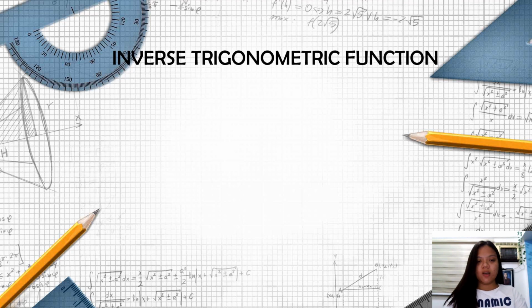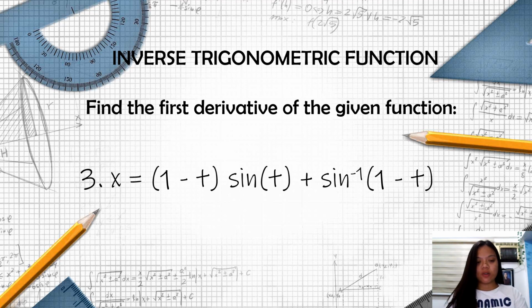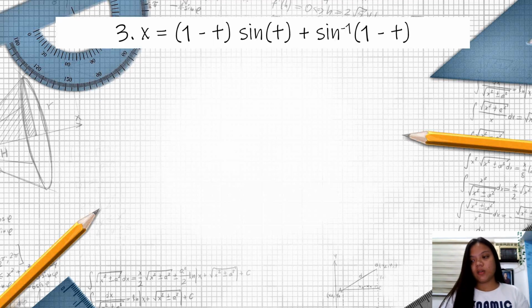Our next topic will be inverse trigonometric function. So find the first derivative of the given function. So x is equals to 1 minus t times sine times t plus sine raised to the power of negative 1 times 1 minus t.